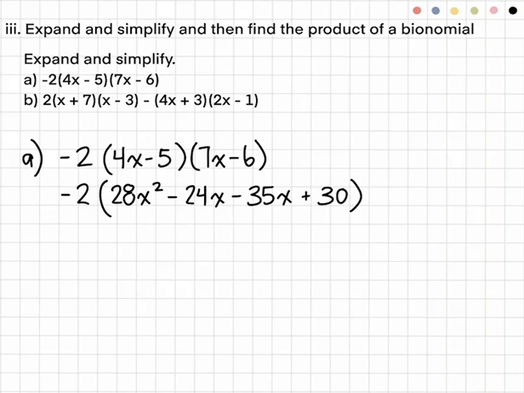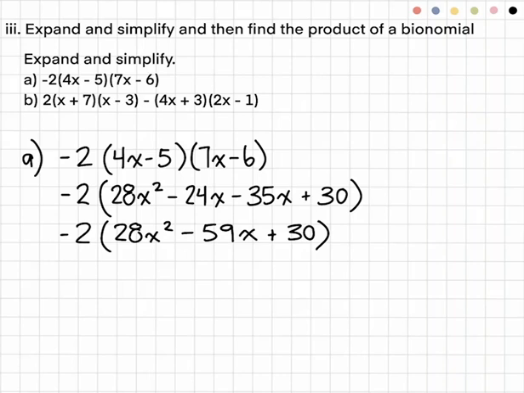Now we're not going to apply the negative 2 just yet. First, let's continue to simplify and collect like terms. So we'll bring it down one more line, and I'm going to have 28x squared, and then I have my like terms, negative 24x minus 35x, which is going to give me negative 59x plus 30. Now that we reach this point, we're going to multiply everything in the brackets by negative 2.